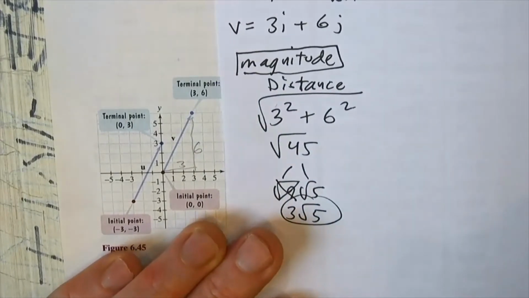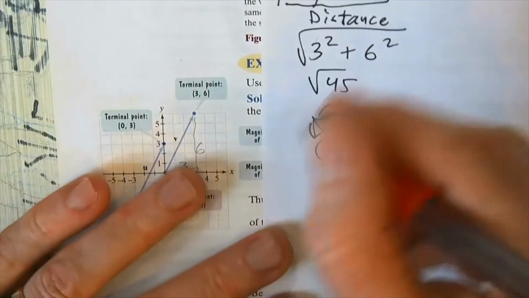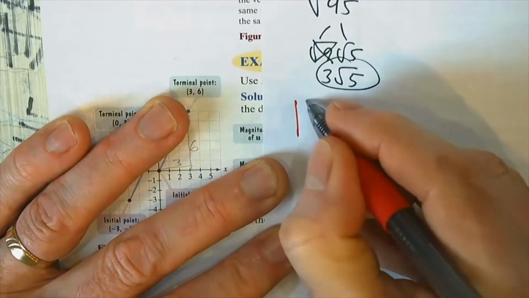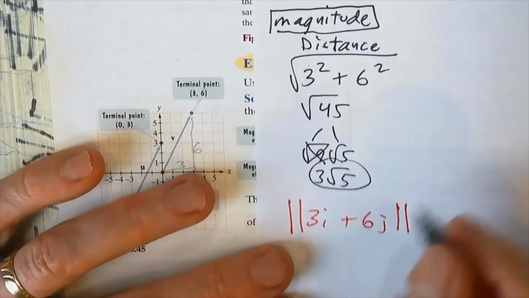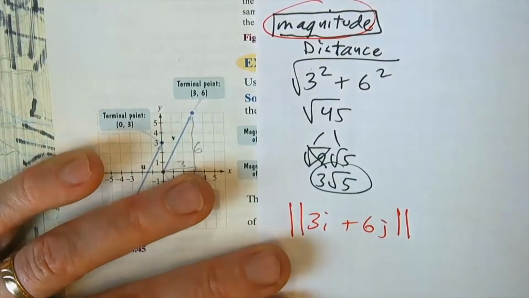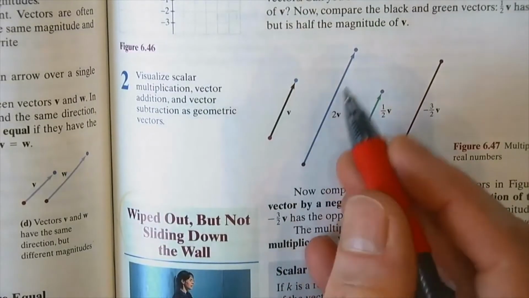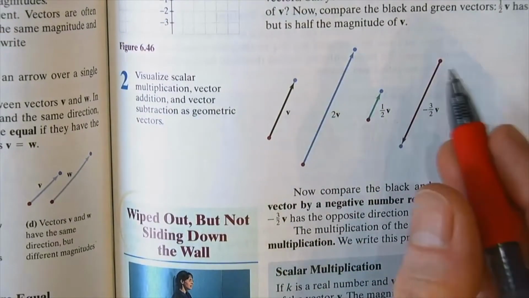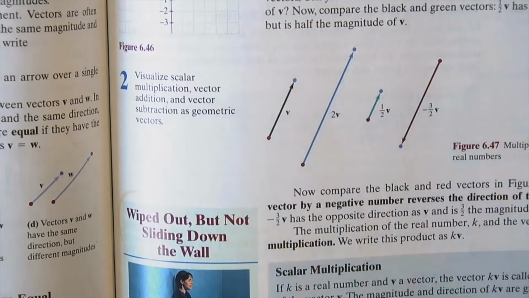So that's the magnitude. And when they write that, they're going to take this problem, 3i plus 6j, and put these double bars. That's the symbol they use for magnitude. Here's a few other vectors. You can see this vector is twice as long. This one's half as long. This one, negative, they went the opposite direction. It's 1.5 times as long as the original.